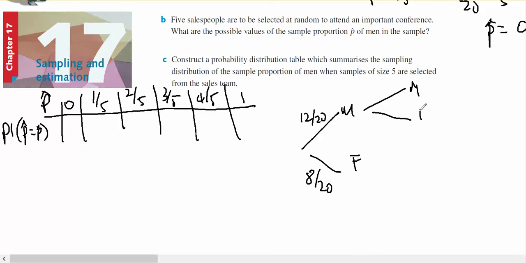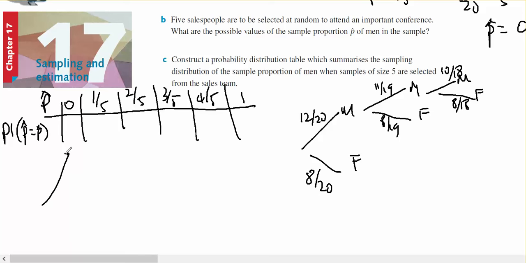So I'm not going to draw a tree diagram because that's 5 leaves, but I need to think about what it could be. So this would be 11 out of 19, and that's 8 out of 19. And this is male, that's female. So now we've got 10 out of 18 and 8 out of 18, etc.